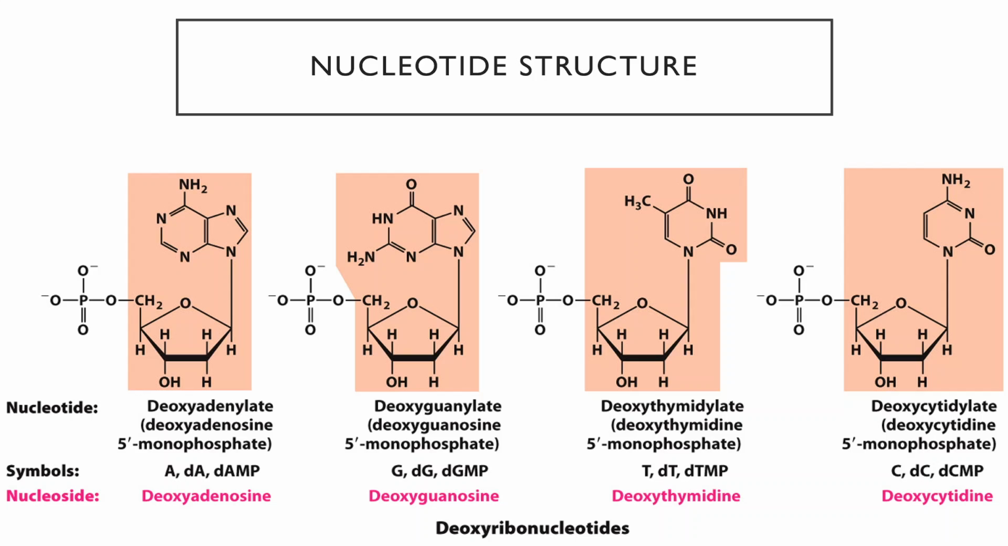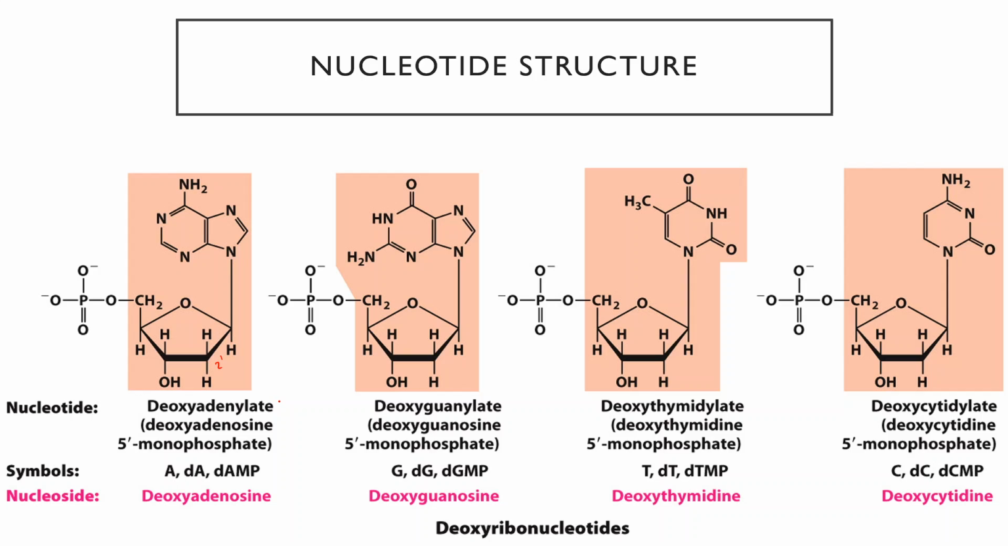The deoxyribonucleotides are, of course, very similar, with the exception that on the 2' carbon here, there's no oxygen there, so that's why we call it deoxy. So if adenine is the base attached to your deoxyribose, then that would be deoxyadenosine. And then with a phosphate attached, we call it deoxyadenosine 5' monophosphate, or just dAMP.